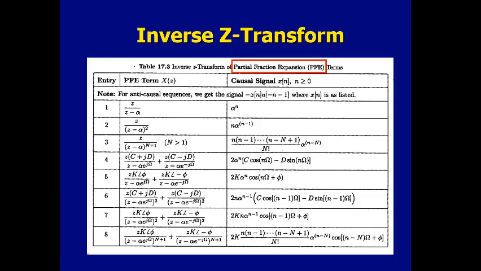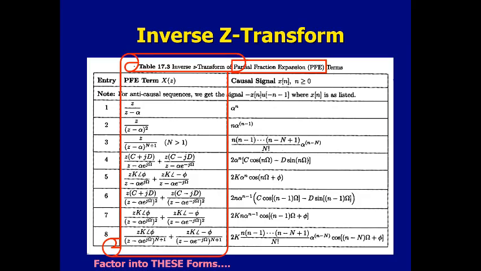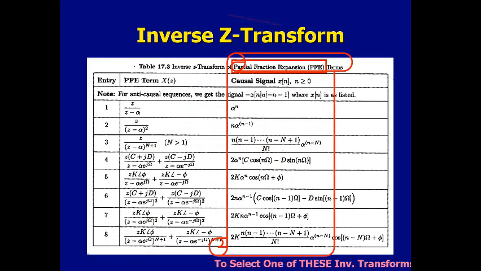The objective of this, though, is to turn our complicated H of z or Y of z into something that looks like one of these forms over here on the left, one of these partial fraction terms, which again tend to be first order or second order terms at best. So we want to match up something and factor things into forms that look like that, so that again we can simply look up the results as we did with the other transform lookup tables.